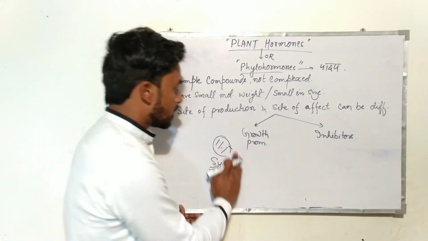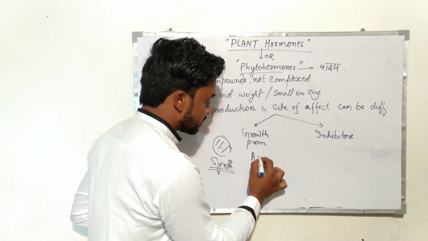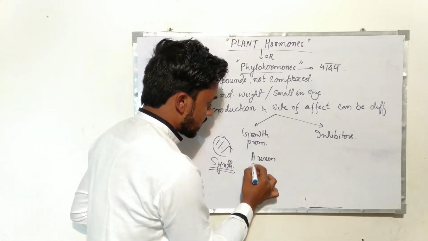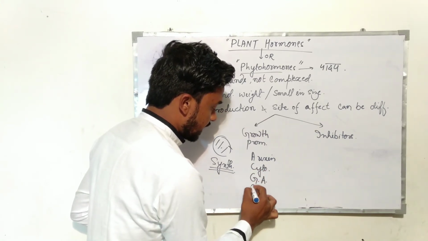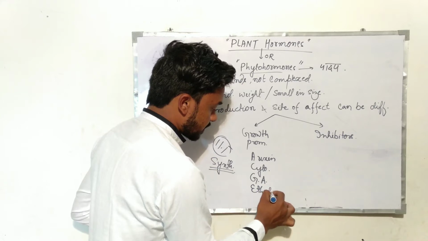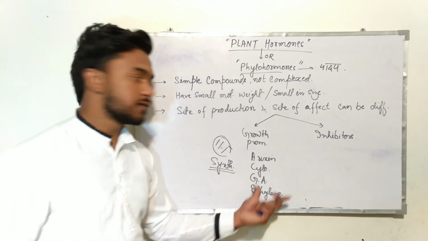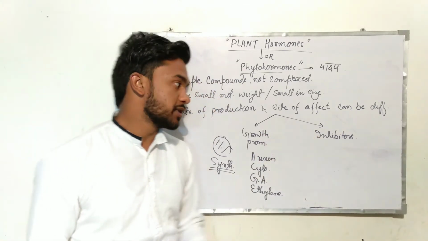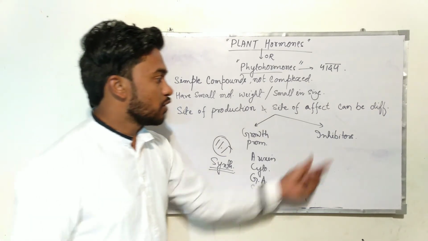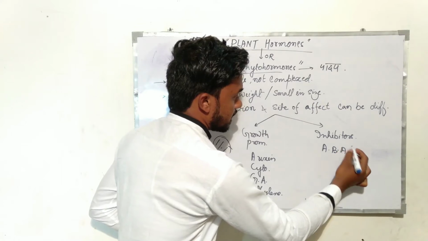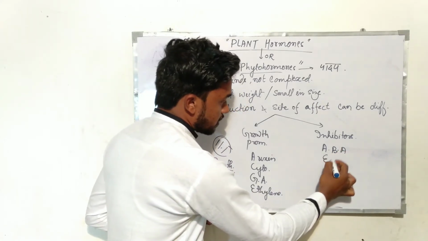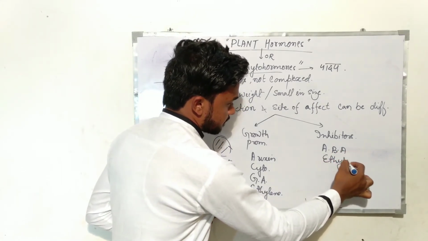Growth promoters are auxin, cytokinin, gibberellin and ethylene. Ethylene can be placed in both of these categories, growth promoters and inhibitors. And another example of inhibitors is abscisic acid. As I already told you, ethylene also can be placed here.